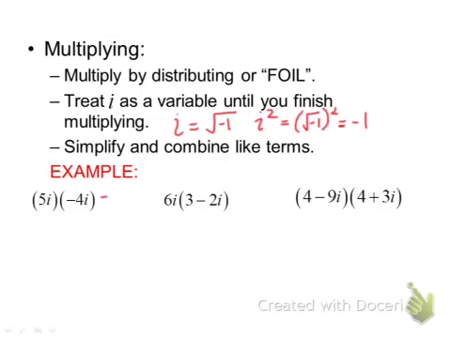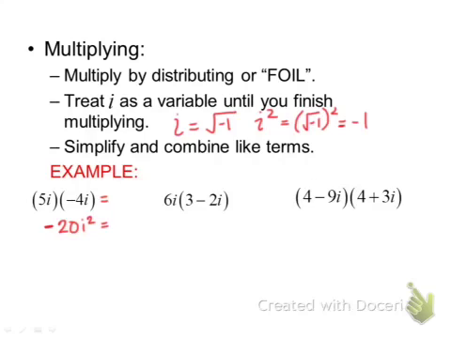All right, so let's look at how we would do this. Okay, if I was using this as if it was just a variable, and I was multiplying 5i times negative 4i, I just simply would multiply those two things together and get negative 20i squared. Now, if i was really a variable, that would be my answer.